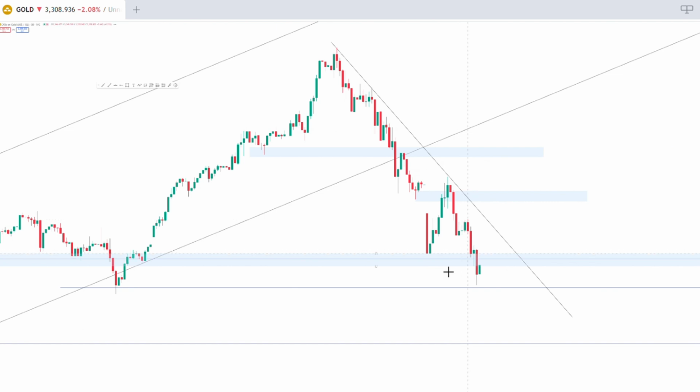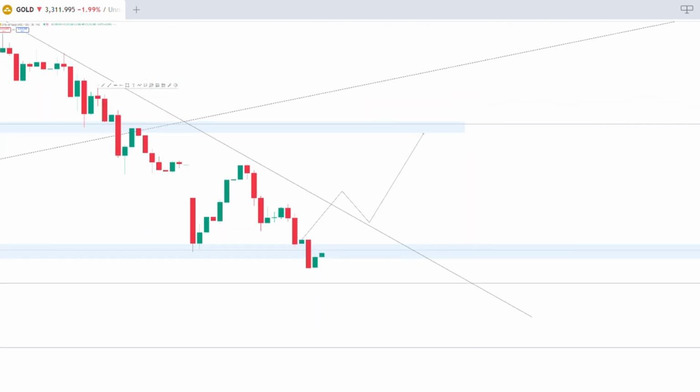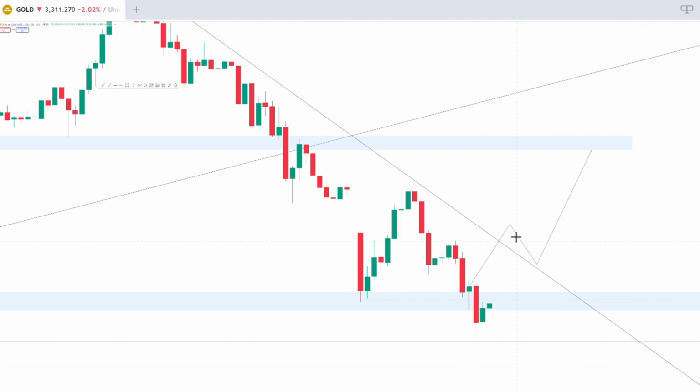If you look over here now, we have this little support zone here. So now, I was expecting that the market is going to give us a double bottom here. Giving us this double bottom is going to give us a breakout like this to this point and then to this point. Let me zoom in well. It's going to give us a breakout from this and then to this point, which is going to be a W pattern.